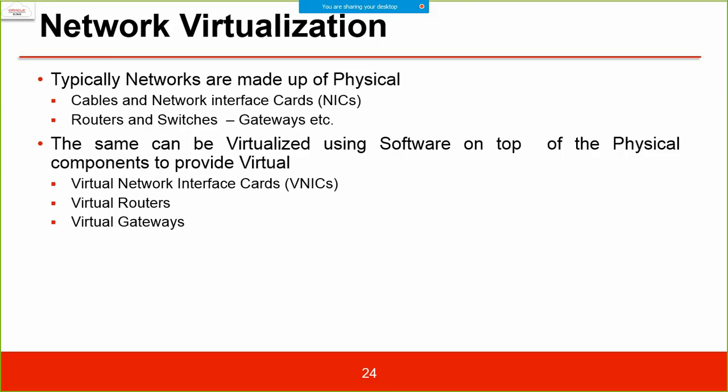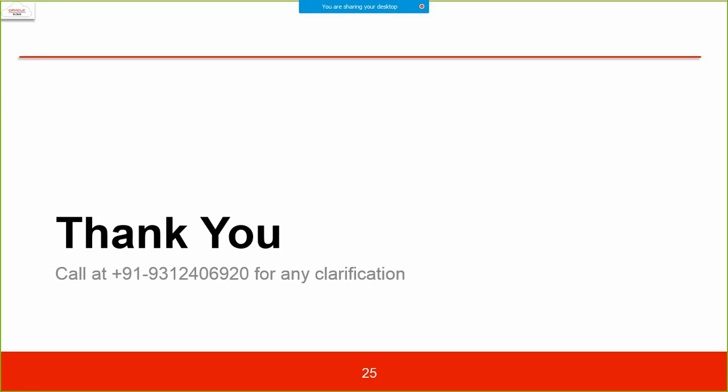Network virtualization. Typically, networks are made up of physical cables, network interface cards, routers, and switches. Definitely we have the physical components. The same can be virtualized, meaning the physical network interface cards, physical routers, and physical switches can be virtualized, and we can have virtual networks, virtual network interface cards, virtual routers, and virtual gateways. So the same can be virtualized using software on top of physical components to provide a virtual environment with virtual network interface cards, routers, and gateways. So that is network virtualization. And that's all for this session.